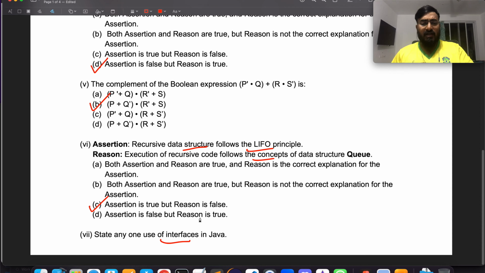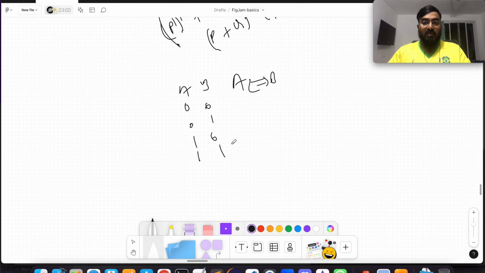Then we have: write canonical SOP for F(A,B). Now A implies B and B implies A, for A comma B. If I do 0 0, 1 1, 0 1, 0 1, so this is true. It means A if and only if B. Basically the truth table comes out to be: when they both are equal, the output is 1, otherwise the output is 0. So the truth table is going to be this.